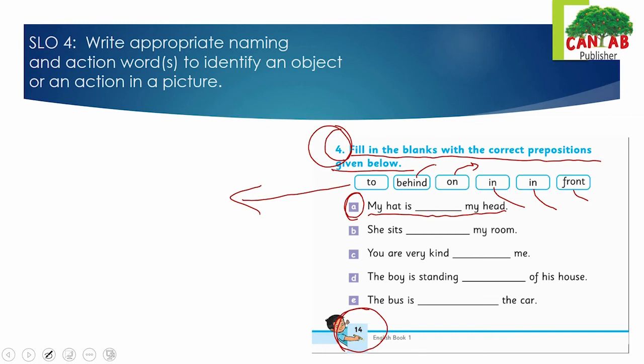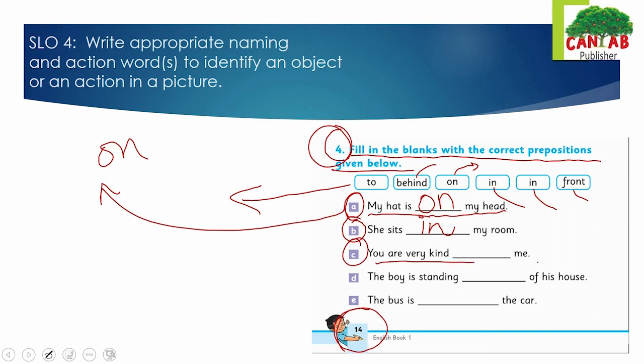So the first word is on the head. I'm writing it here so that you can have a look, and then I'll zoom it later so that you can have a good look at it, and then you can correct your word. She sits dash in my room. In my room. You're very kind to me. The boy is standing dash of his house.